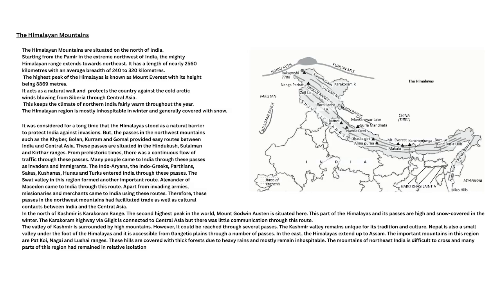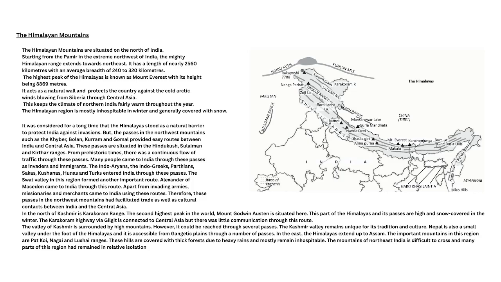But the passes in the northwest mountains such as Khyber, Bolan, Kurram, and Gomal provided easy routes between India and Central Asia. These passes are situated in the Hindu Kush, Suleiman, and Kirthar ranges. From prehistoric times, there was a continuous flow of traffic through these passes. Many people came to India through these passes as invaders and immigrants.